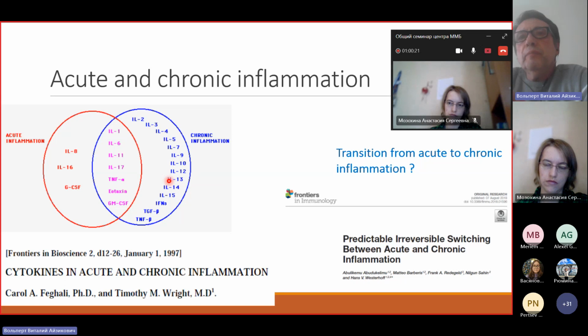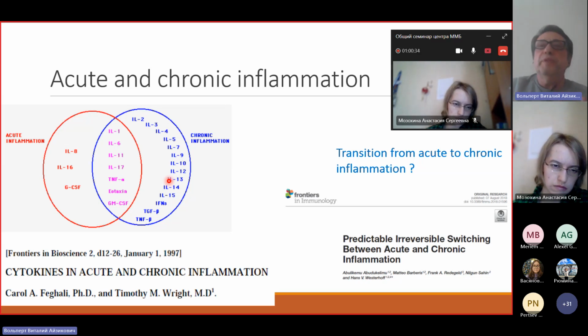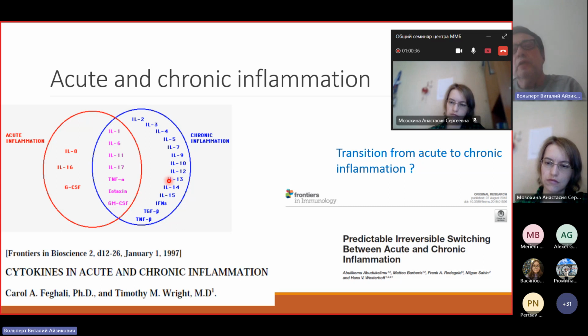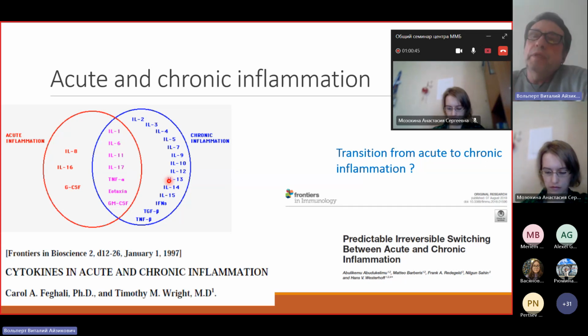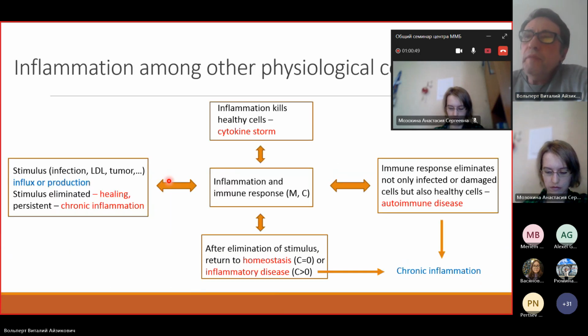They might develop both at the same time because different molecules are involved in these processes. At some point, some of them can prevail over another one. So we don't know whether these are consecutive or simultaneous processes and how it happens. So for us, at least, it's an open question, and we try to understand how it works.